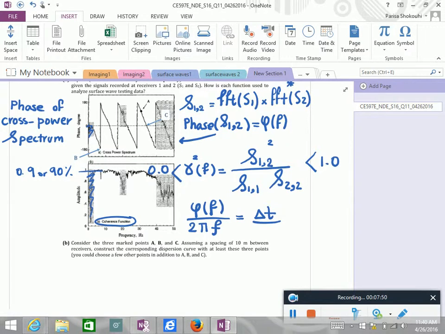Right? I'm sorry. And this is as a function of frequency. So the phase of that would be... This is the phase shift. So whatever we get here is the phase shift.